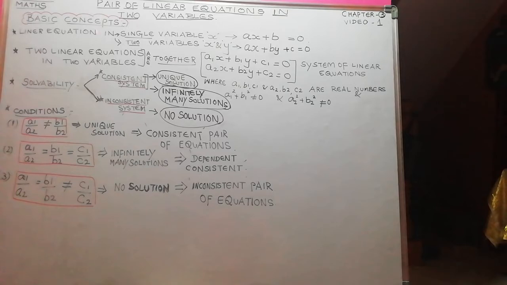What is the linear equation in two variables, say x and y? That will be of the form ax plus by plus c equal to 0, where c is the constant. Now, two linear equations in two variables together are called a system of linear equations.